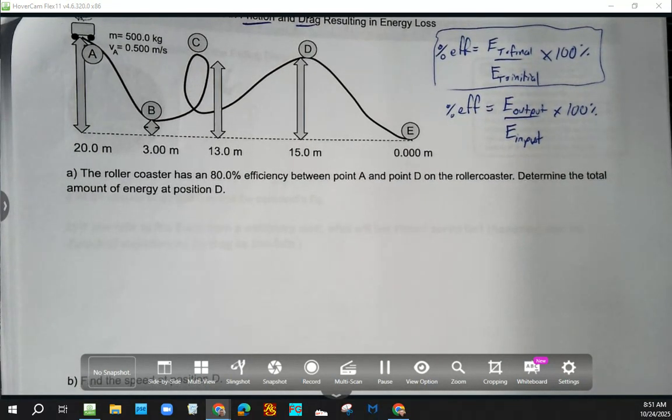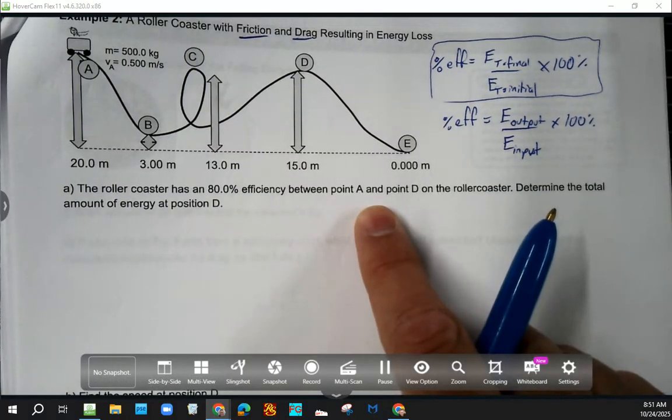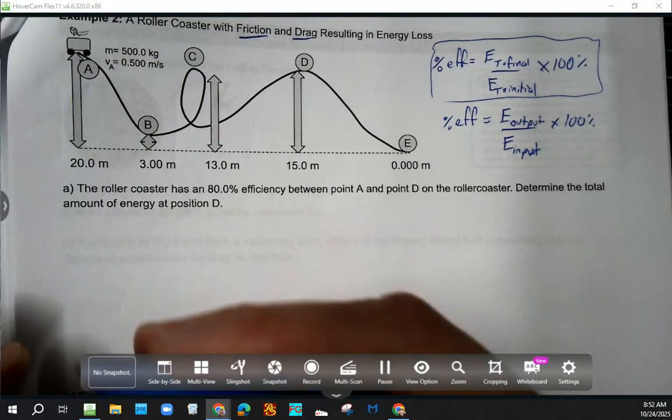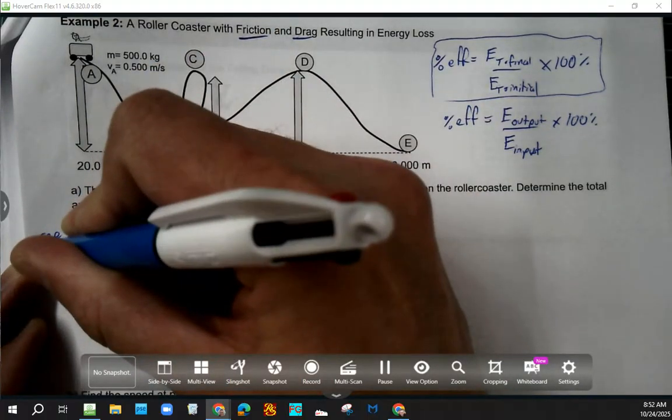So the roller coaster has an 80% efficiency between points A and D. And that's an important point. We can talk about the efficiency of this thing, but the efficiency may change between A and B versus A and D versus A and E. So we're just going to say that between A and D, there's 80% efficiency, which if you like, means that 20% of the energy is going to be lost. Okay? Either way, we want to think about that. Two sides of the same coin. On the previous page, so I'll just make a little comment here. See previous page.